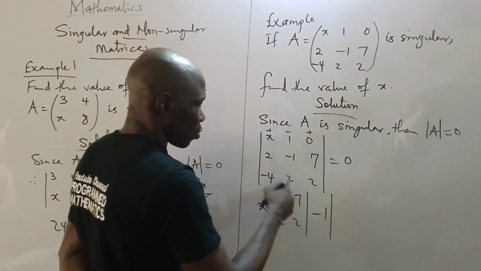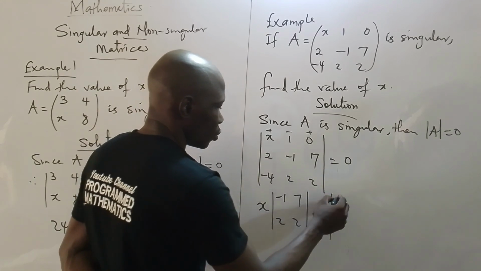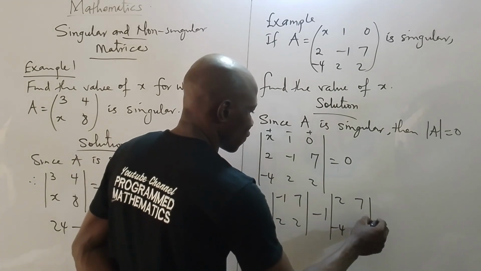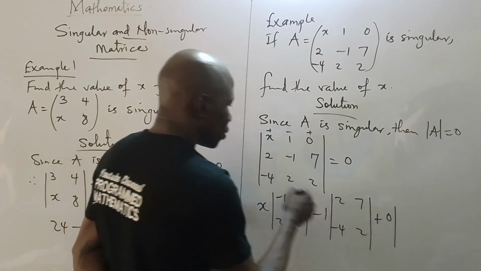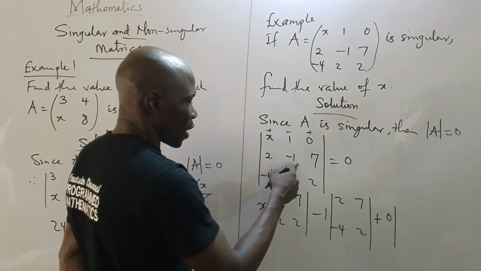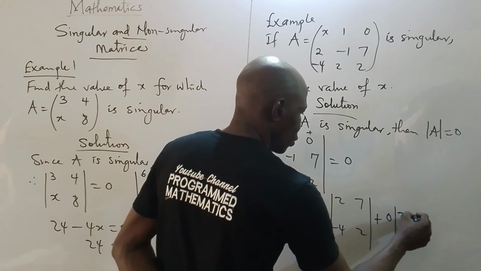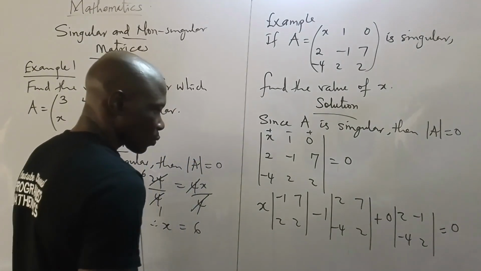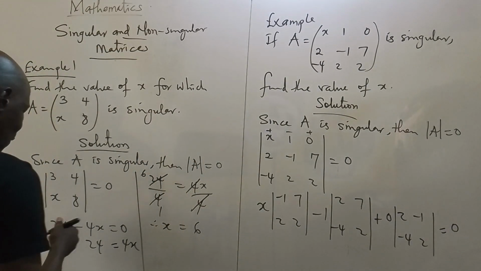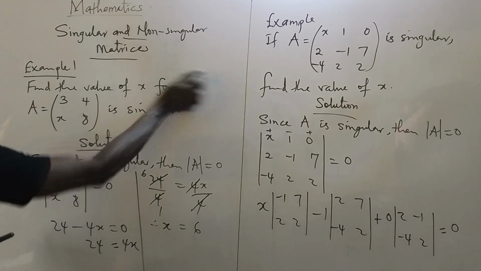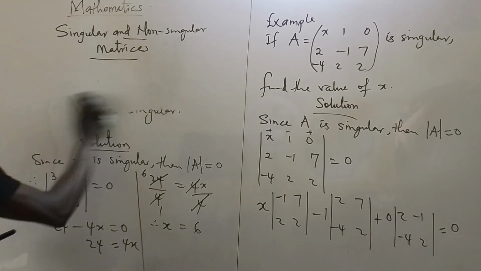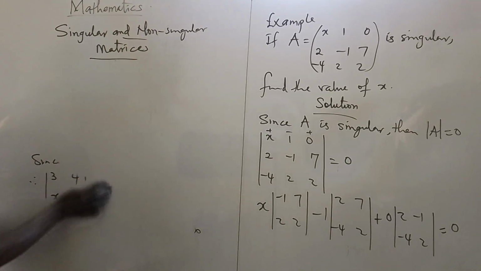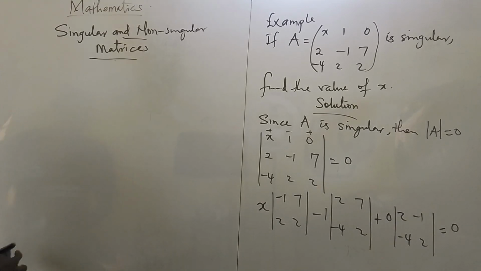Delete the row and the column. We have [2, 7; -4, 2]. And then the sign convention for the last one is plus 0, multiplied by the minor [2, -1; -4, 2]. And this is 0. So if we simplify that further, calculating the determinants of the minors there, you can pause it and work on this as well, should you want to try this out yourself.